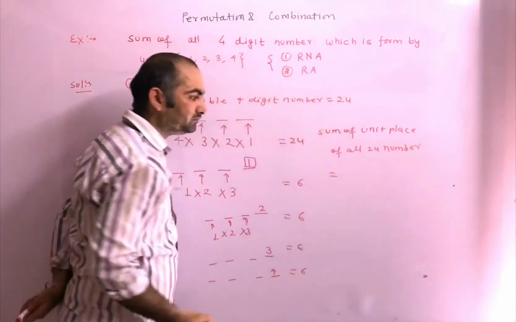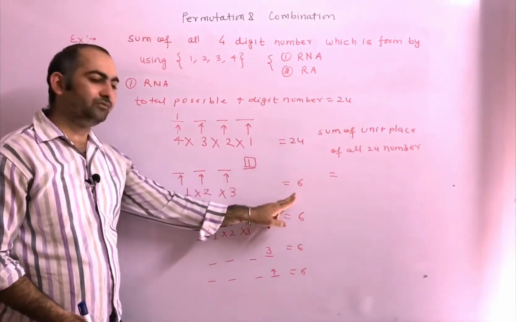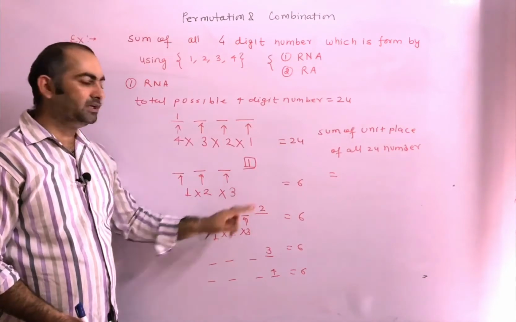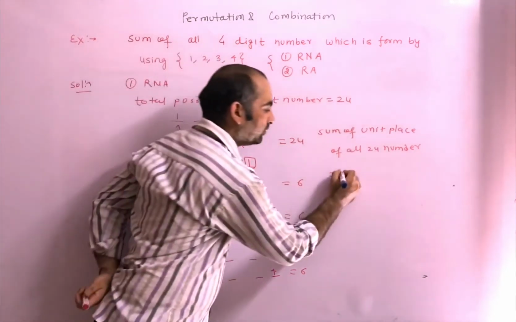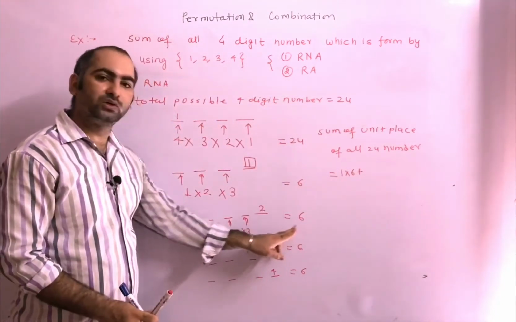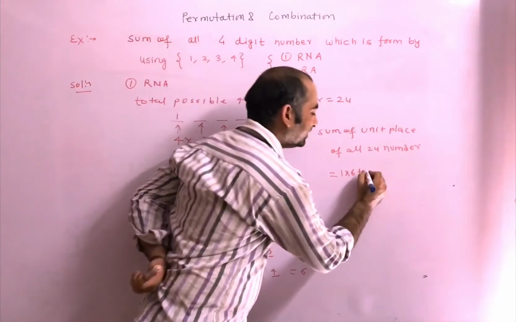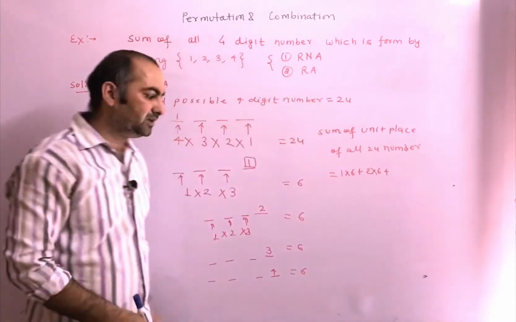Okay, that means out of 24 numbers, there are 6 numbers where the unity place is 1. So the sum of the unity place is 1 into 6, plus there are 6 numbers where the unity place is 2. So 2 is repeating 6 times. So what will come? 2 into 6, plus similarly 3 is repeating how many times?